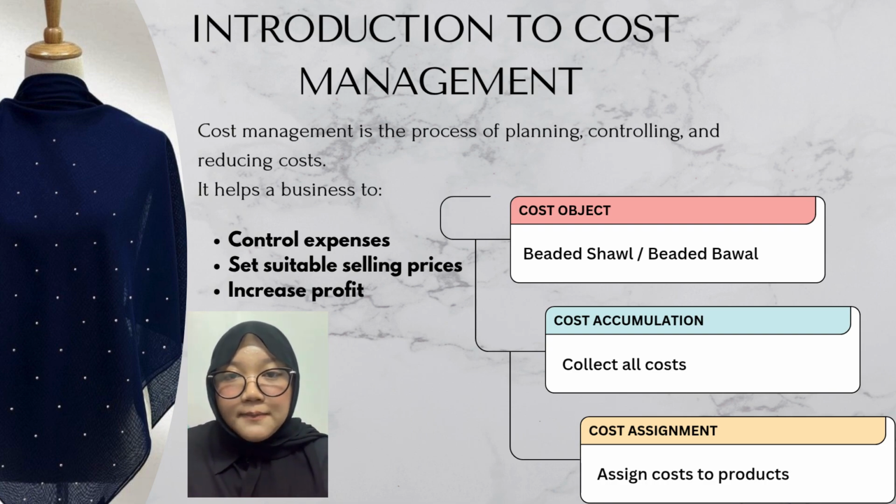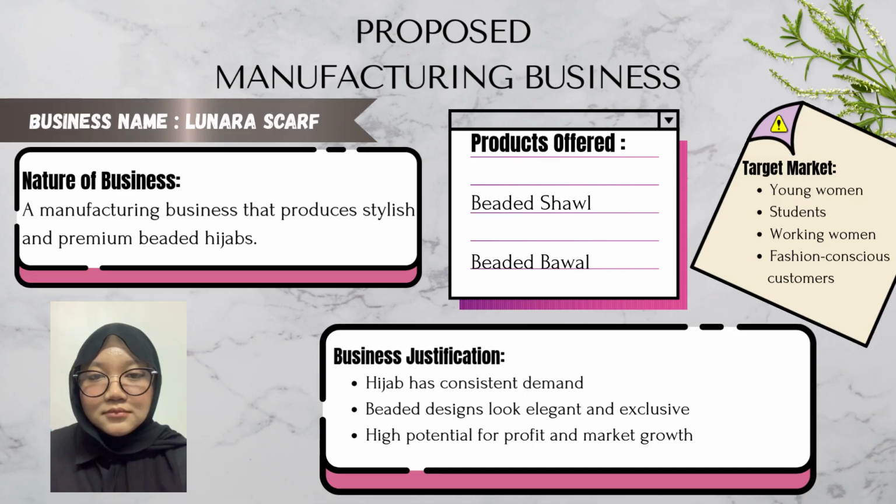The third concept is cost assignment. Cost assignment means assigning or allocating the collected cost to each product. For example, a beaded shawl may use more fabric, more beads, and take longer to produce compared to beaded bawal. Therefore, the beaded shawl will have a higher production cost.